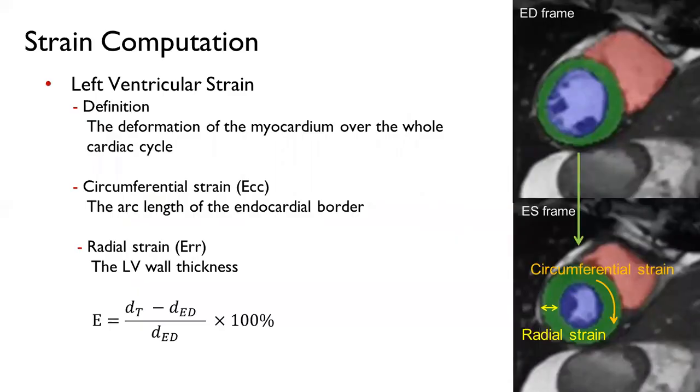One challenge of the work is strain computation. We measure the deformation of myocardium over the whole cardiac cycle. In each sample, we choose the arc length of the endocardial border for circumferential strain computation, and the left ventricle wall thickness for the radial strain. This image here shows my interest in the strain changes between the ED and the ES frame.